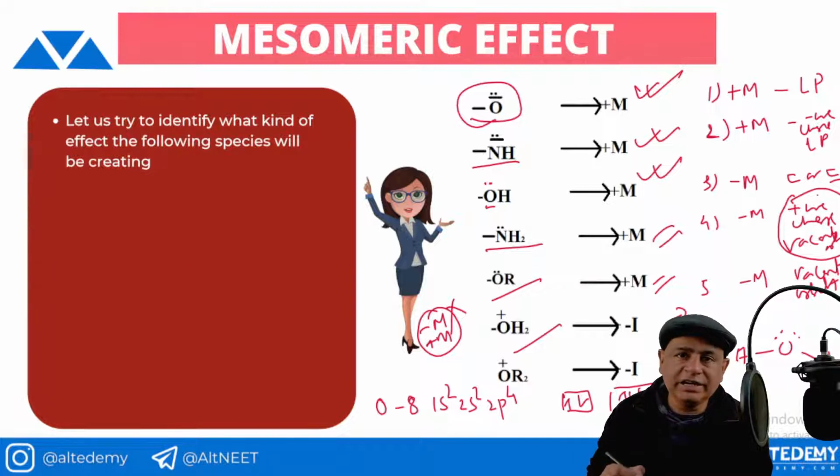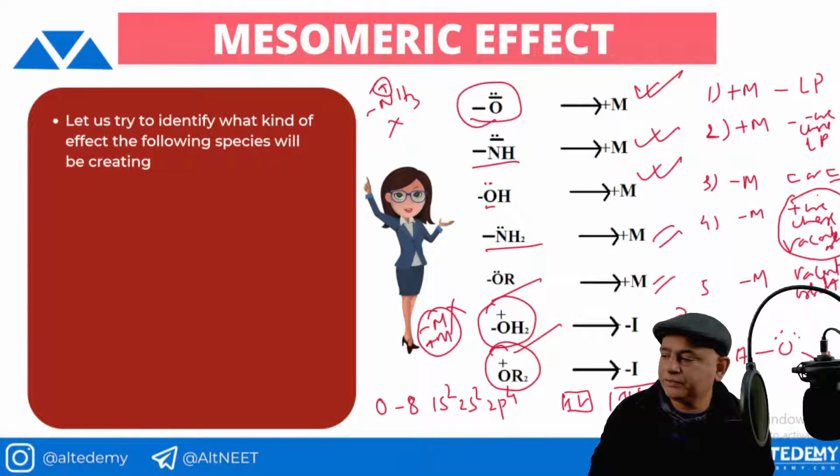A vacant orbital is necessary. There is no vacant orbital in OH2 plus. There is no vacant orbital in NH3 plus. You should also know that. So it will not be showing this. Again, the same is the case with OR2 plus. Same situation. It is not showing plus M or minus M. It will be showing minus I effect.